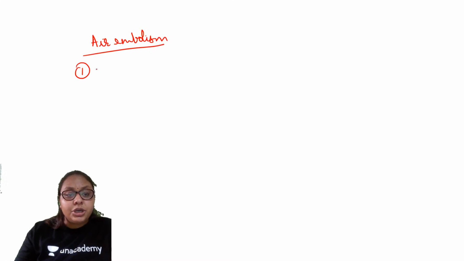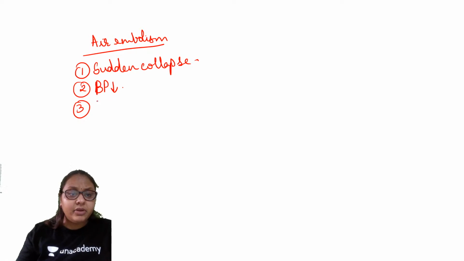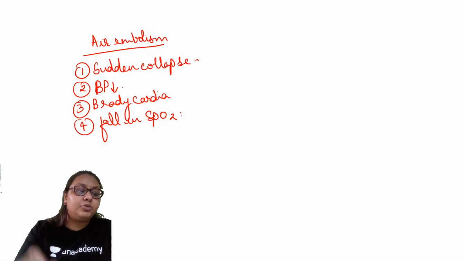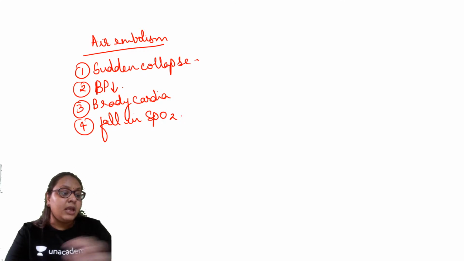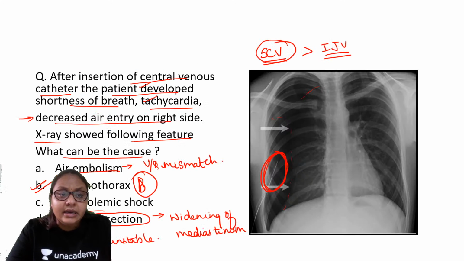The patient will have sudden collapse. There will be shock, the BP will fall, there will be bradycardia, and a fall in SpO2. So these are the features that we see in cases of air embolism. Is it clear? Any doubts in this?